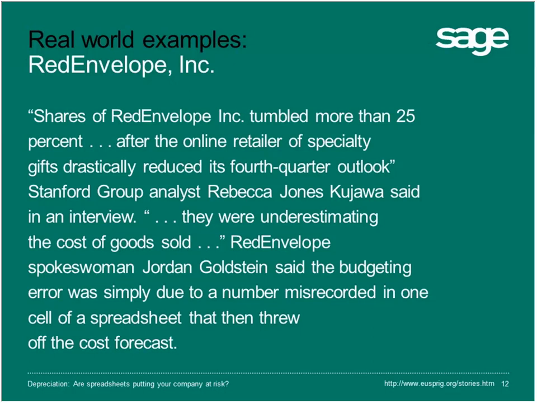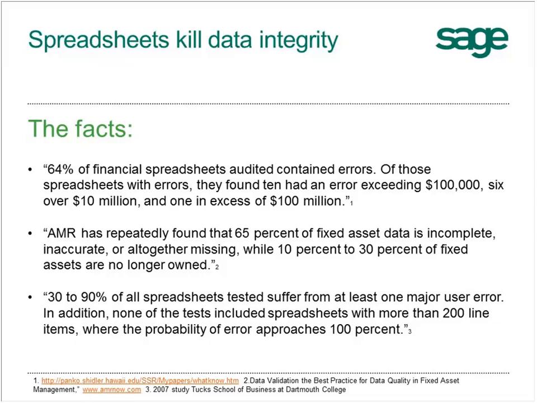Another real-world example is Red Envelope. A spreadsheet issue in just one cell within one of their spreadsheets caused them to have to restate earnings, which caused a 25% tumble in their stock price. So those are some real-world examples.